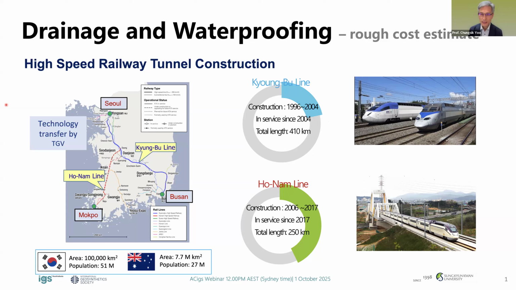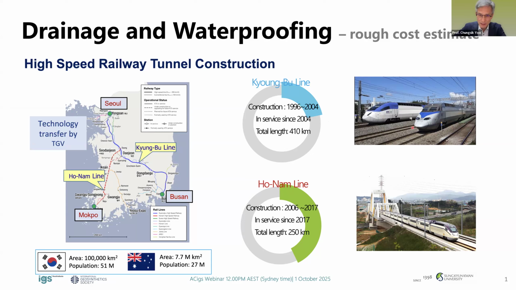The first phase began in 1996, focusing on the construction of the Gyeongbu line that connects Seoul to Busan. That is a 410-kilometer route connecting, as I mentioned, Seoul to Busan. Busan is the second largest city. Okay. And this line was completed and put into service in 2004. So this is Gyeongbu line.